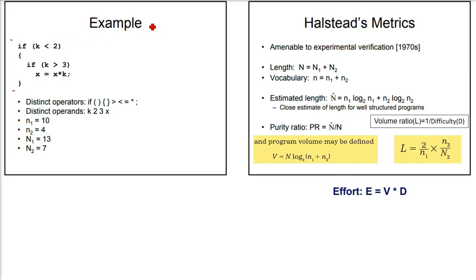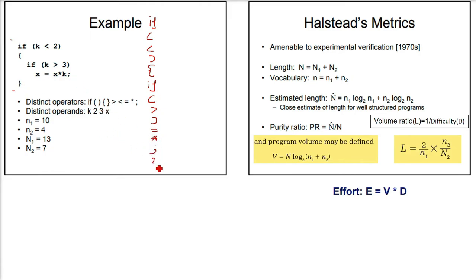First of all, let us start with the operators. If is the operator, round bracket, then angle bracket, then round bracket close, curly brace, if, round bracket again, angle bracket, then round bracket close, is equal to, then star, that is the multiplication, and semicolon, and the braces.